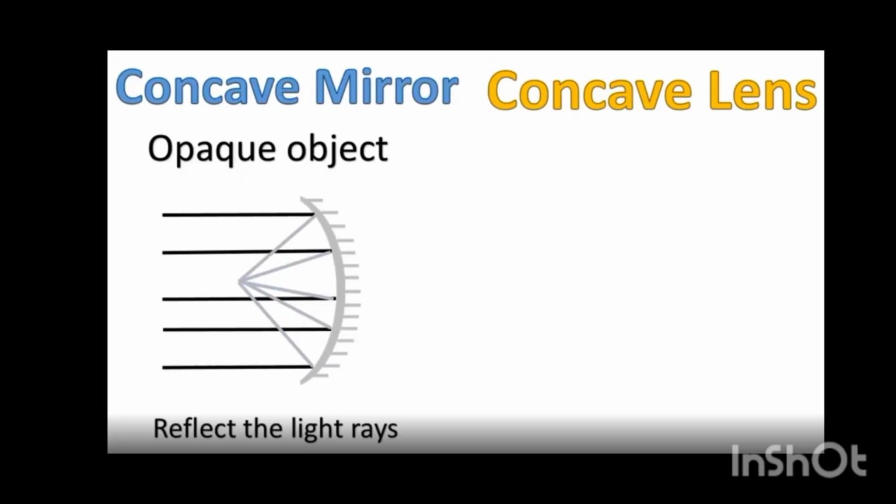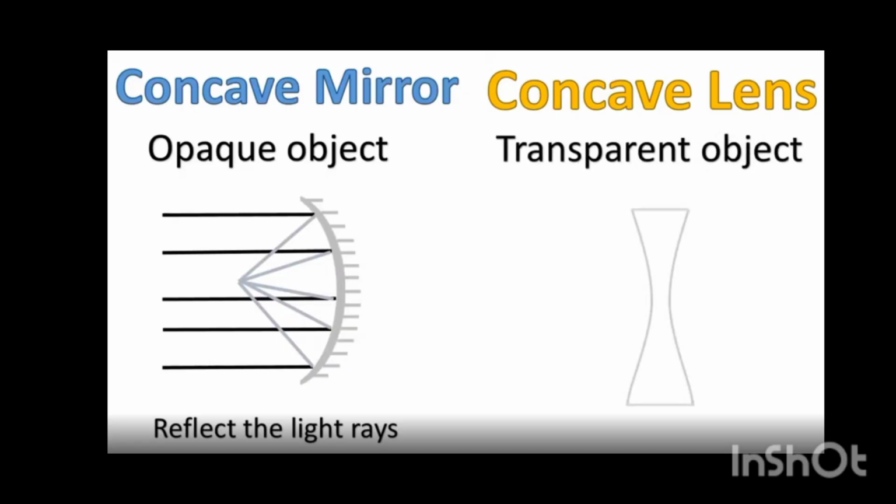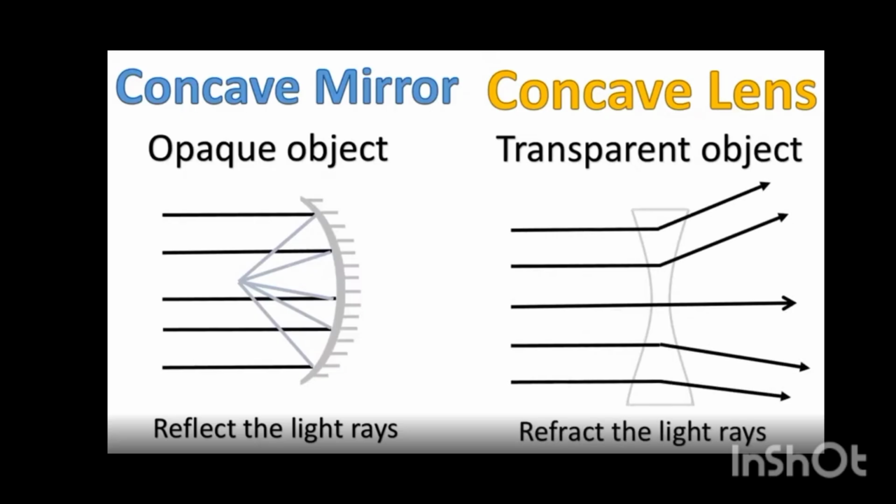But the concave lens is a transparent object. When light falls on it, it passes from one side to another.